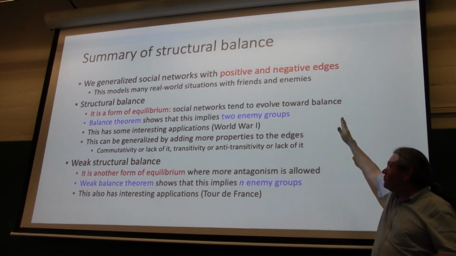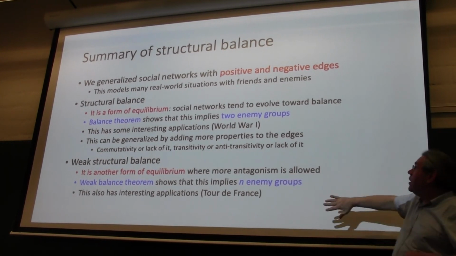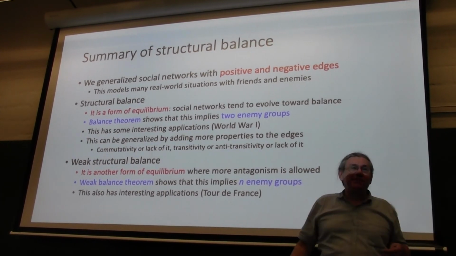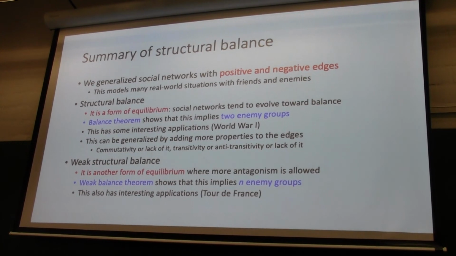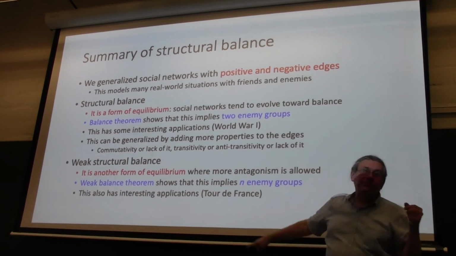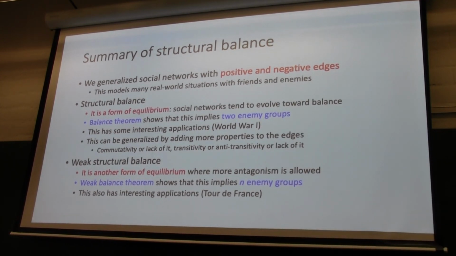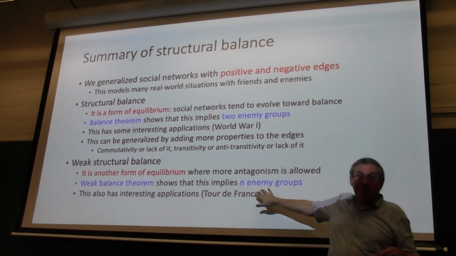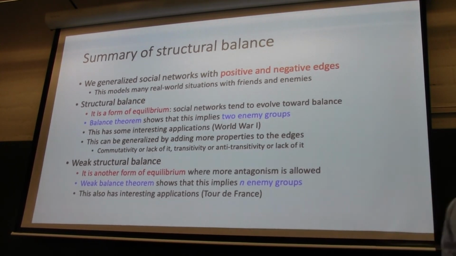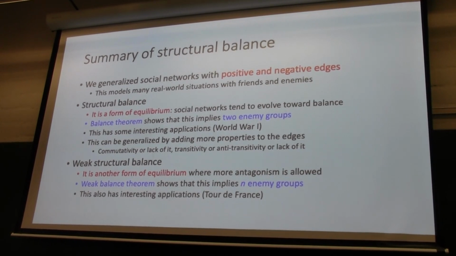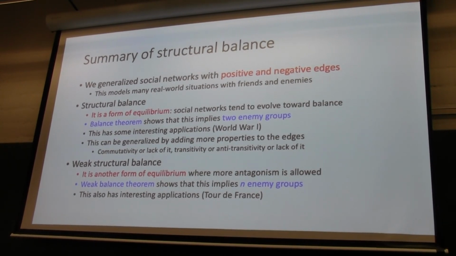And there's lots of applications of this. And this is actually the tip of the iceberg. There's actually a lot of theory that goes even farther than this. And politicians, of course, know this very well, even if they know it intuitively. Also, Tour de France, where you have teams of cyclists. I didn't go into this kind of examples. But if you have more antagonism allowed, then you can have lots of enemy groups. Okay, and let me stop there, and that gives you an idea of how graphs help you understand social networks. Okay, so I stop here for today.